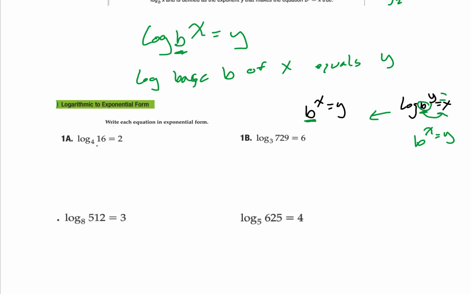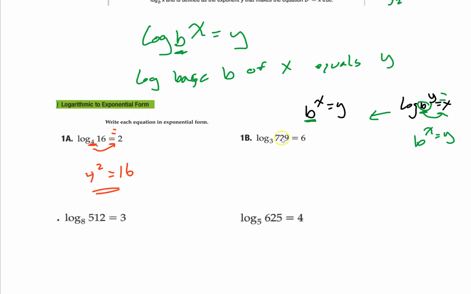So let's try it. Let's look at one right here. The first thing we do is find the base right there. So we get 4 to the answer, so 4 squared equals 16. Does that make sense? 4 squared does equal 16. So that's how we write it. It's all about finding the base. Base to the answer equals the big number.